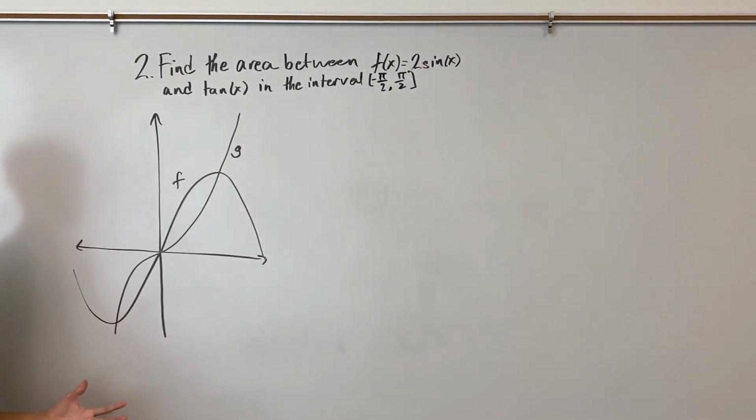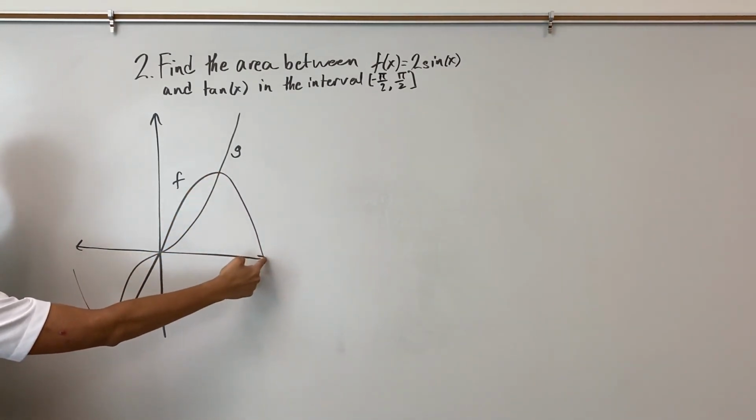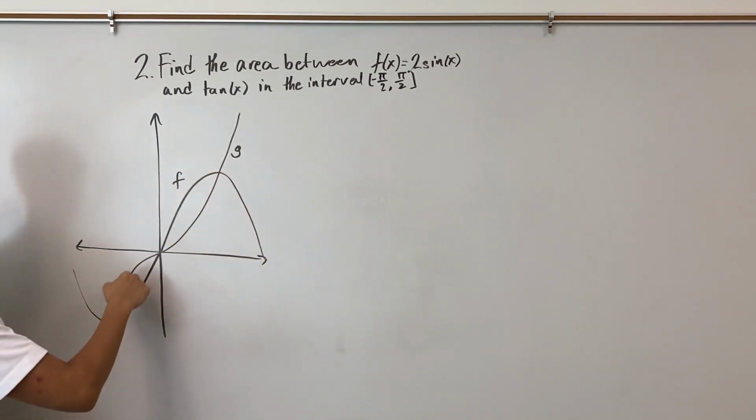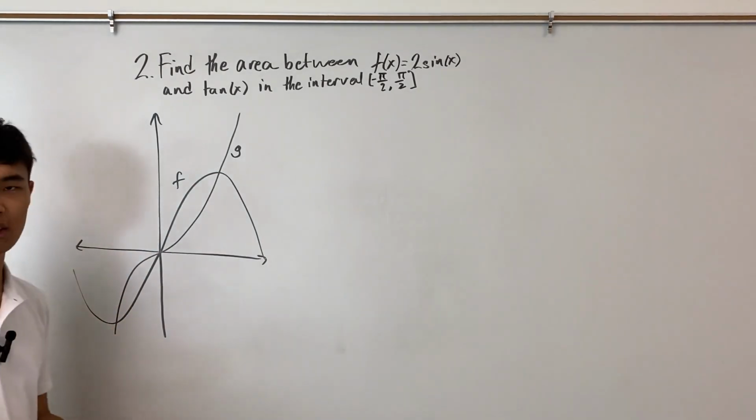Just so you guys have a picture of this as we're working, this curve is 2 sine of x, and then this curve is tangent x. We can clearly see that we have to find 1, 2, and 3 intersection points.